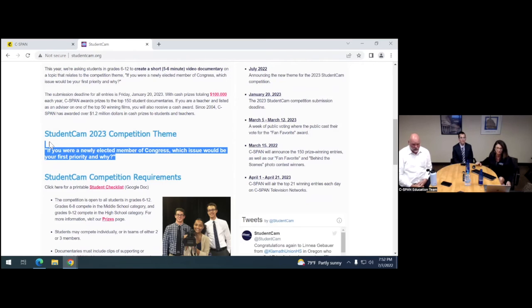They pick whichever issue is important to them, and it's not about what we think is most important or what is being discussed here in Washington. It can be something that is hyper-localized to them, as long as they can tie it to a greater national significance, then that would absolutely be applicable for the competition theme this year.